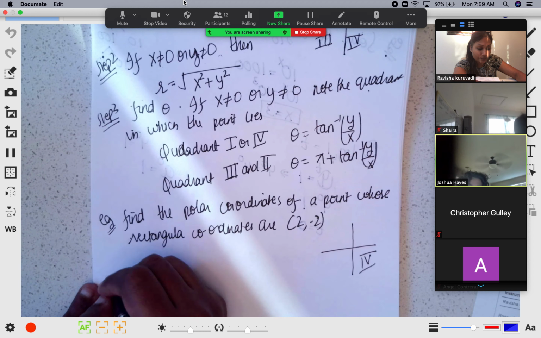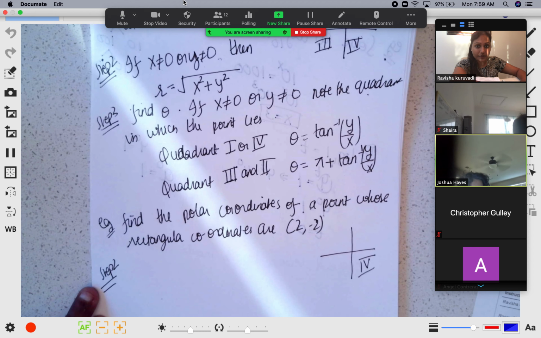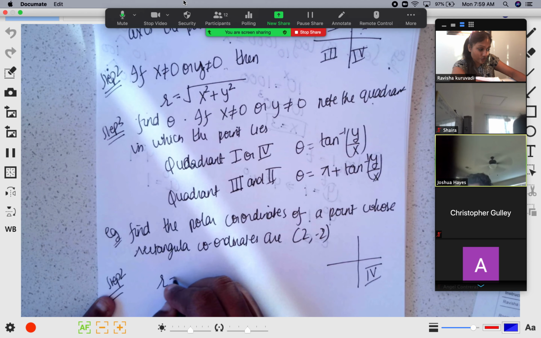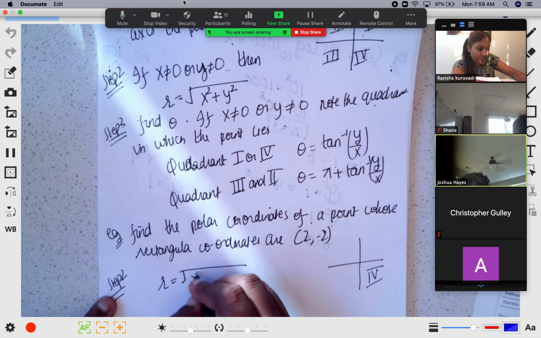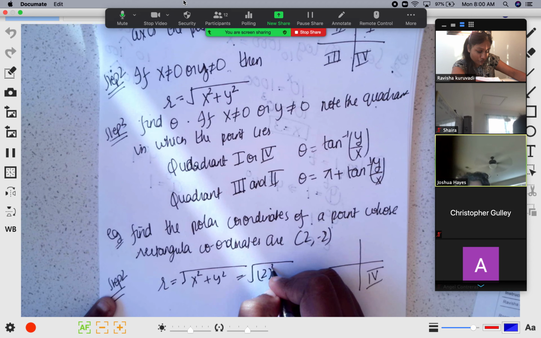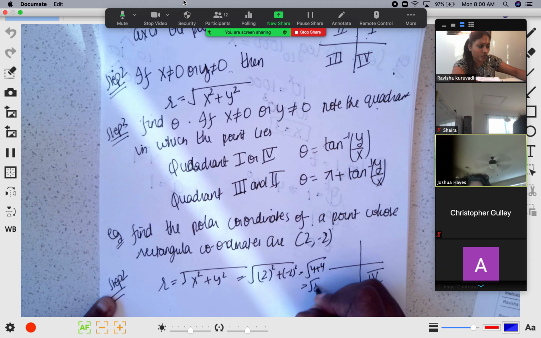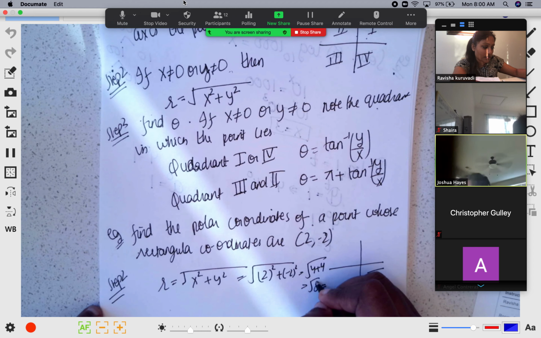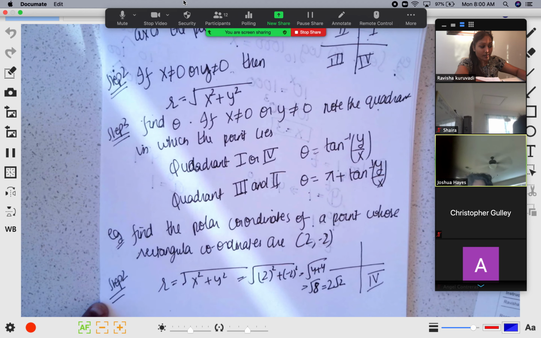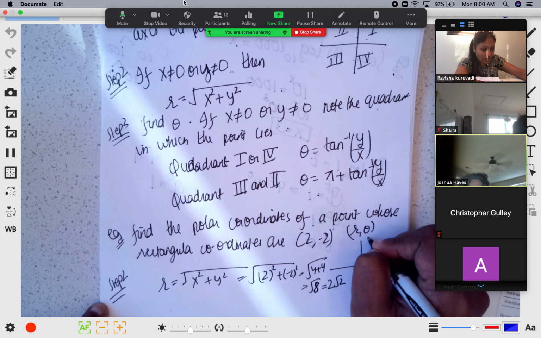Step 2. Since my x and y are not 0, how will I find my r? R equals square root of x squared plus y squared. Exactly. Which becomes square root of 2 squared plus -2 squared, which is square root of 4 plus 4, which is square root of 8. And what is square root of 8? 2 radical 2. Correct. You found your r. We were supposed to find r and theta, and you found your r as 2 root 2.